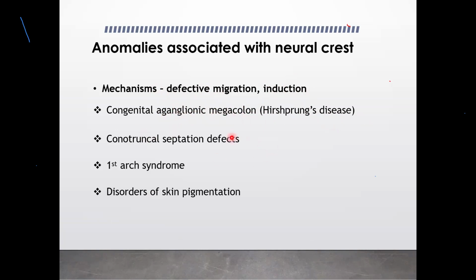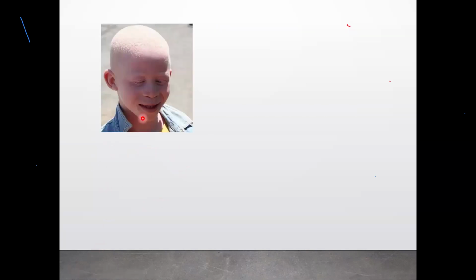Then you have conotruncal septation defects in the cardiovascular system. Then you'll have Treacher Collins syndrome, with defects that come from absence of migration of neural crest cells to the head and neck region. Then you have disorders of skin pigmentation, starting with albinism, and the rest that you mentioned earlier. So, which anomaly is this? You can put your answer in the chat box as we move ahead. The first person gets it right, albinism, you're right. You can go to the next one.